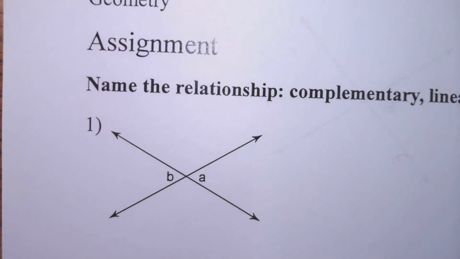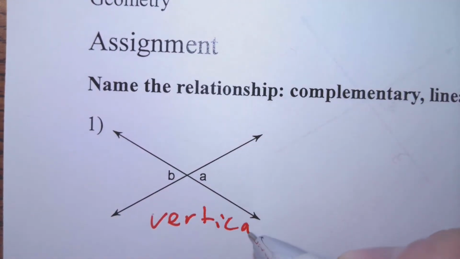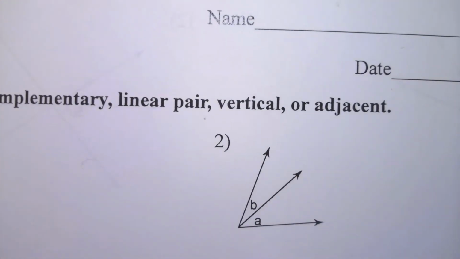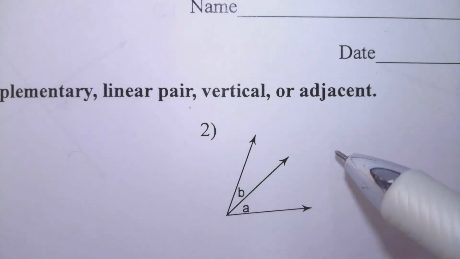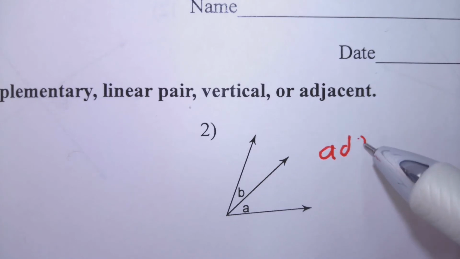What do we think? Okay, it's vertical. Okay, number 2. What do we think? Okay. It is adjacent, not a linear pair. And I'm going to show you the difference between adjacent and linear real quick.